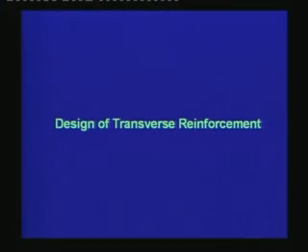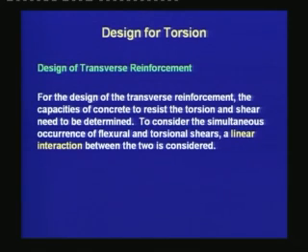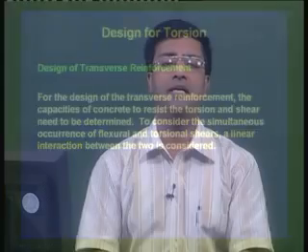Next is the design for transverse reinforcement. For the design of transverse reinforcement, the capacities of concrete to resist the torsion and shear need to be determined. To consider the simultaneous occurrence of flexure and torsional shears, a linear interaction between the two is considered. What we had seen earlier in our shear design was that before we can design for the transverse reinforcement, we calculate what is the contribution of concrete to resist the shear.